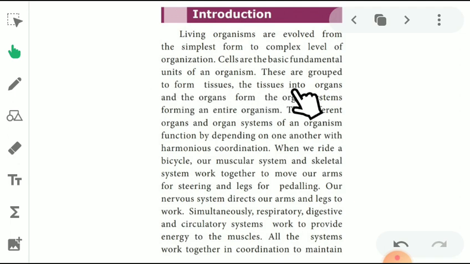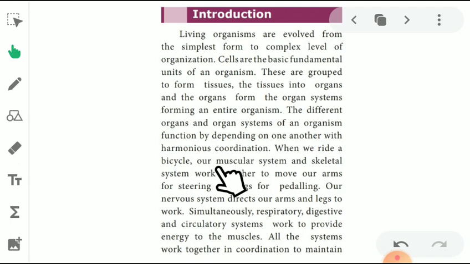The tissues form organs. Organs form organ systems, forming an entire organism. Some organ systems join and the entire organism is formed. The different organ systems and the organism function depending on each other with harmonious coordination. All the organ systems are working together, that is harmonious coordination.